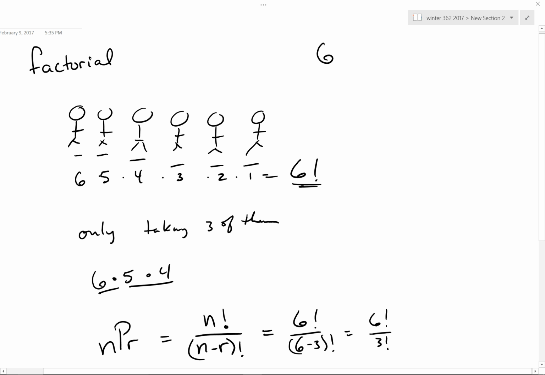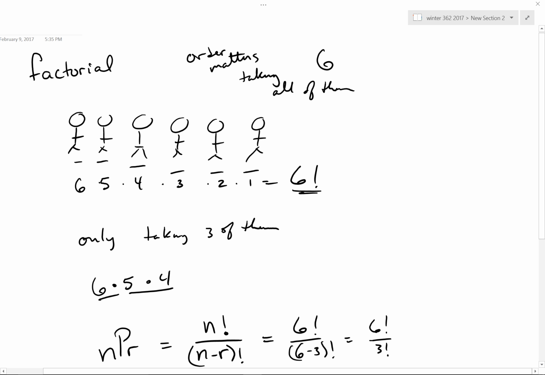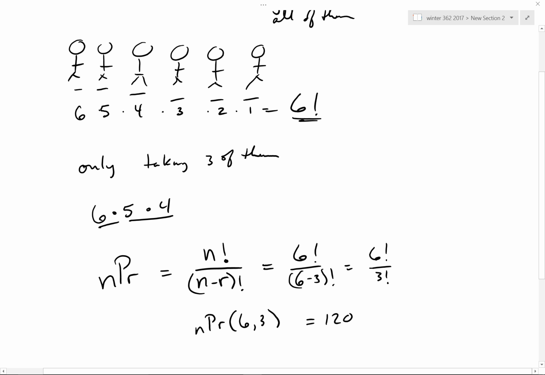When you think of factorial, you're thinking order matters, and I'm taking all of them. Okay? 50 people, we're choosing all of them. Well, then it's 50 factorial if order matters. By the way, if order doesn't matter and you're taking 50 people out of 50 people, there's only one way to do that. That combination of 50 choose 50, there's only one way to do it.